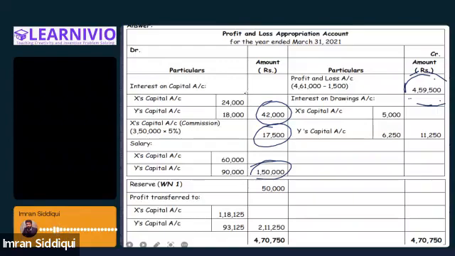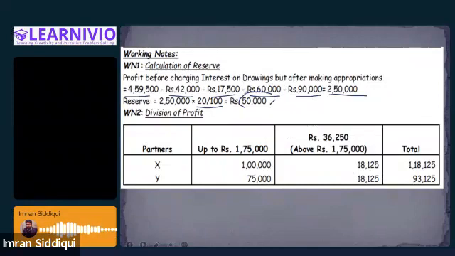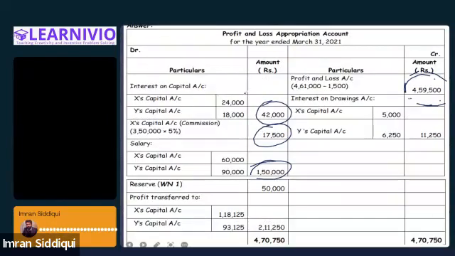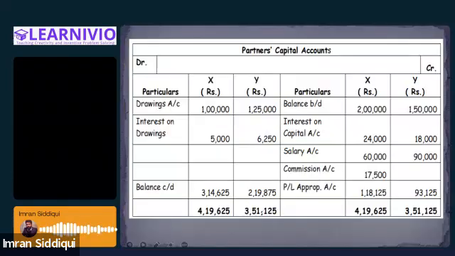Never mind. All right. So this is the amount of reserve, and after the reserve, the divisible profit, the remaining profit will be 3 lakh. Sorry, 36. Just a minute. Total profit after subtracting all these expenses should be 2,11,250. Right, got it? 2,11,250.